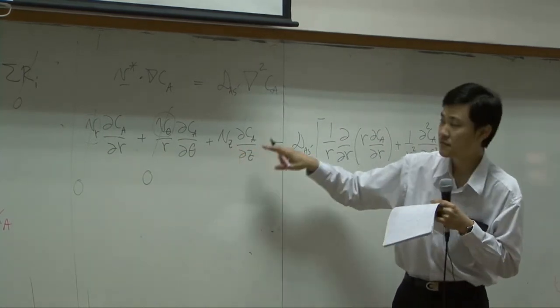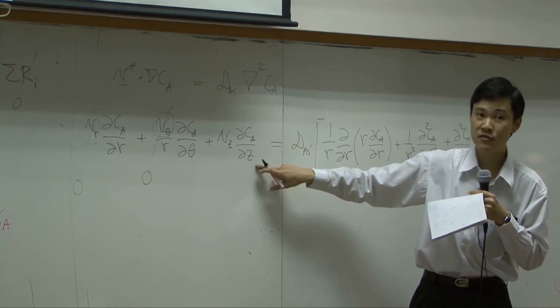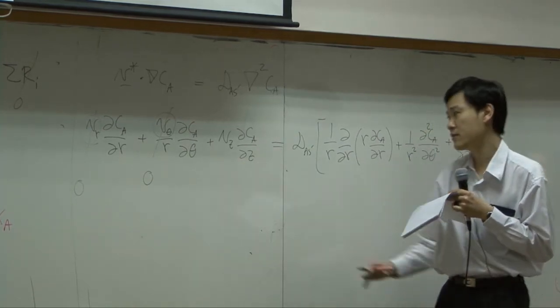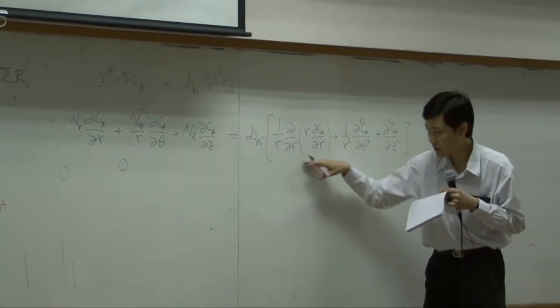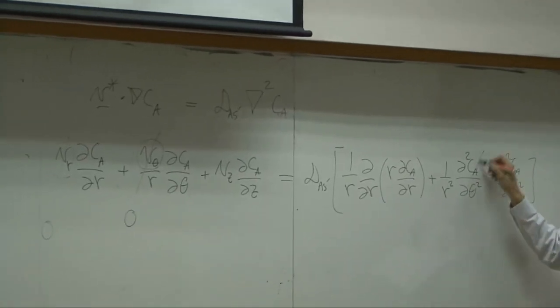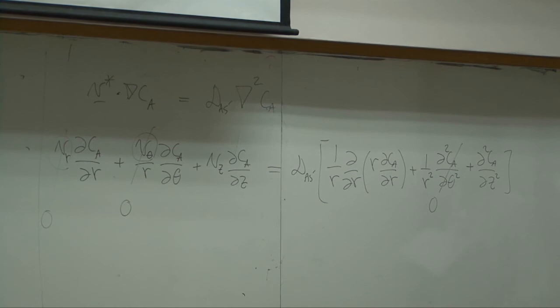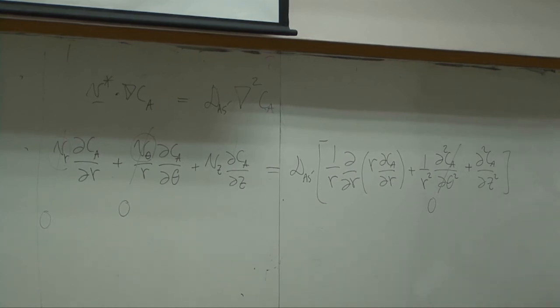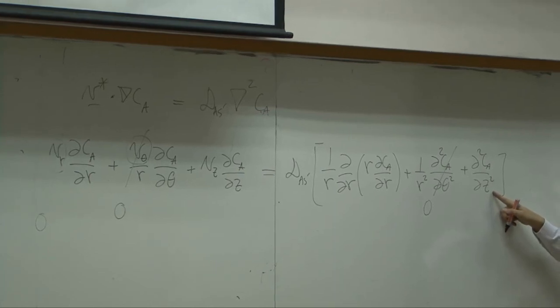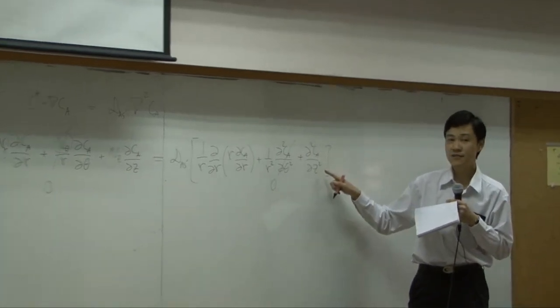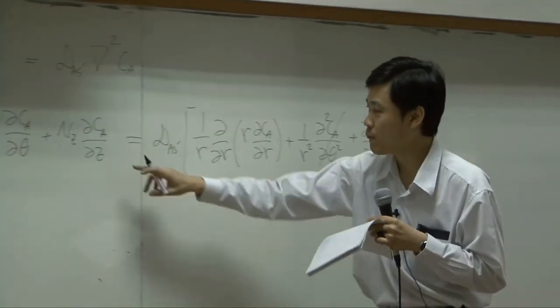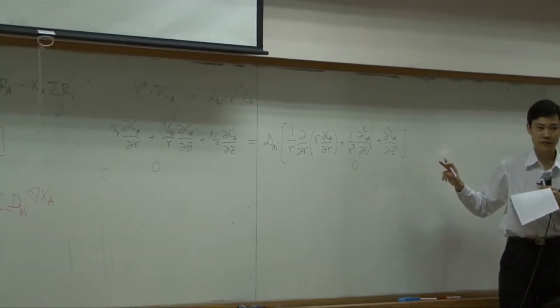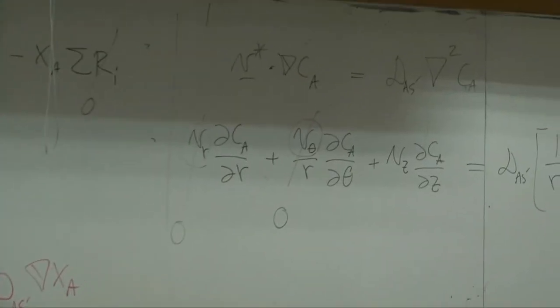Vz is not 0. Ca does change with respect to z. Okay? So this term must be kept. Does c change with respect to r? Yes, this term must be kept. This term, on the other hand, can be treated to be 0. How about the second derivative of Ca with respect to Z squared here? Is it 0? No, it's not, because Ca does change with respect to length. So you have, at the end, 1, 2, 3 terms. Can you solve it? No. So what should you do?